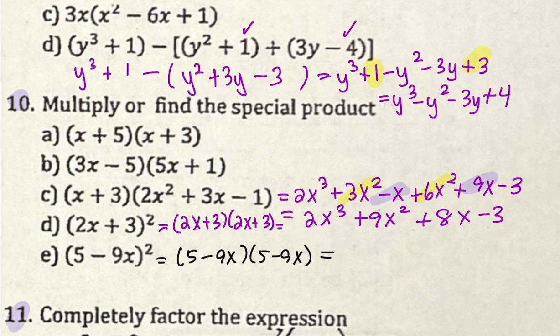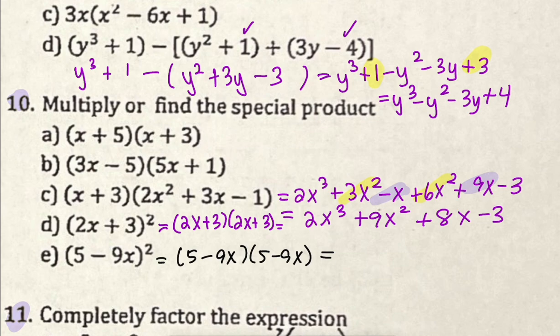We're going to write it twice so that we remember that we need to distribute. Okay, so let's go ahead and distribute. We're going to distribute the 5 to both pieces. We're going to distribute the negative 9x to both pieces. We're going to get a list, put it in descending order.